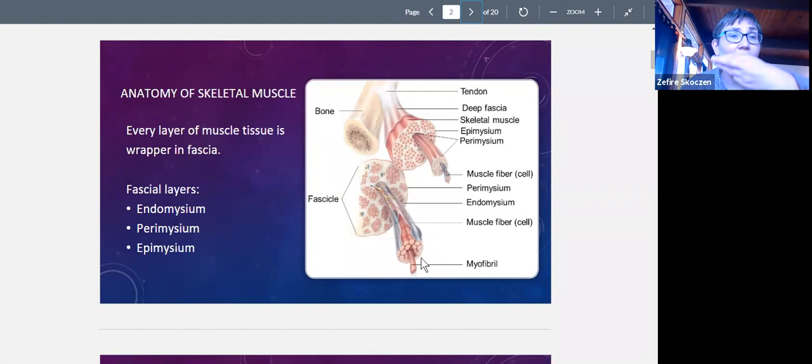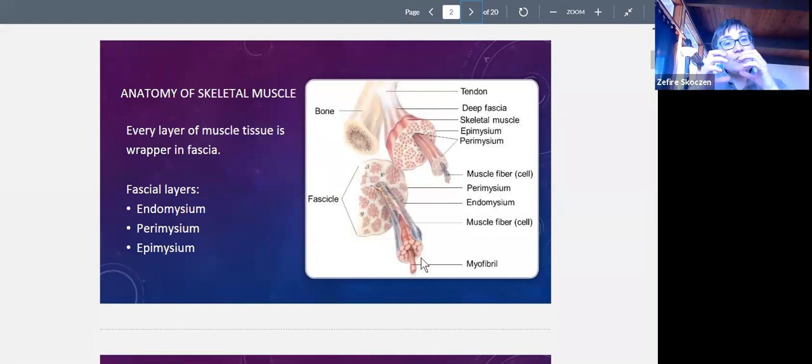And you take hundreds of those fascicles, which are each wrapped in fascia, and they're made up of fibers each wrapped in fascia, and you bundle those together, and guess what? You wrap them in fascia. And that is a muscle. It's a big old muscle with just fascia, right?